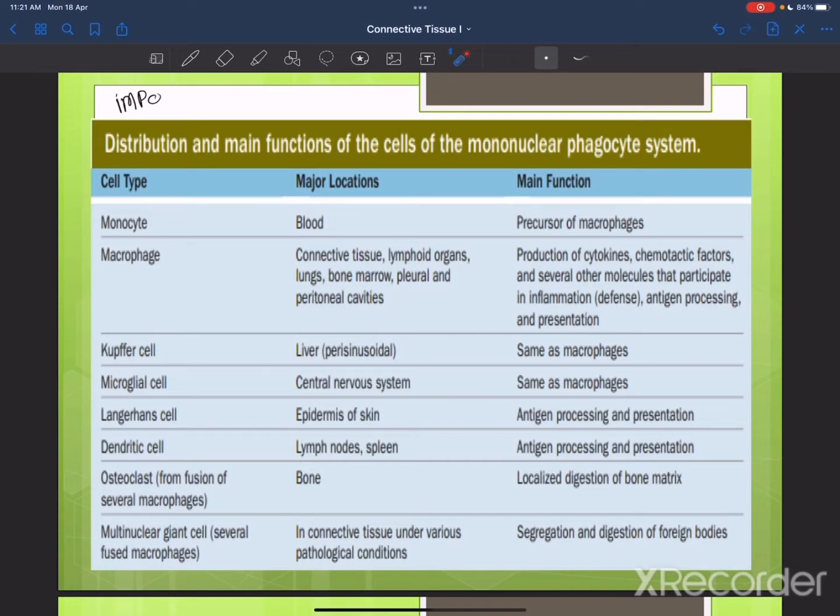They have different terminology in different organs. Monocyte is the precursor of the macrophage. The rest are the terminology of different types of macrophages in the body. For example, the macrophage in general, in the connective tissue, we have the Kupffer cell in the liver. Macrophage in the liver is the Kupffer cell. In the CNS, this is called microglial cells. Okay, Langerhans cell, again, one type of macrophage, is found in the skin. So this is important, but this is important just for you.